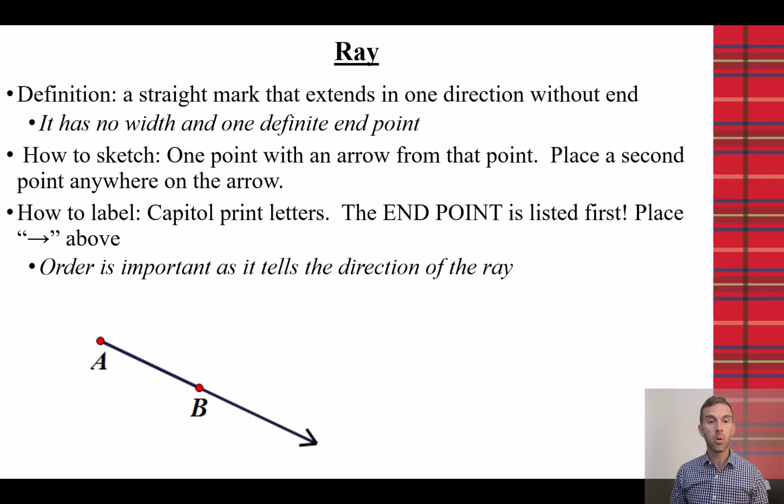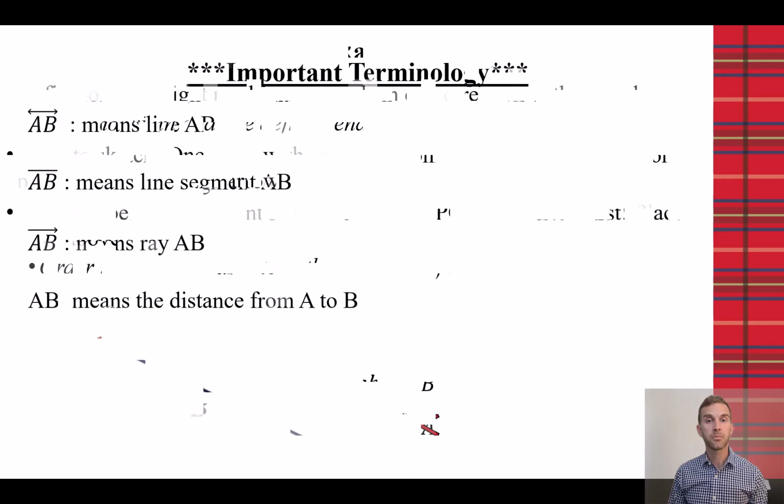And order is important because when we look at this ray, this is ray AB because it starts at A and goes through B. We would not label this BA because that would mean it starts at B and goes through A forever, and that's not true. It goes starting at A through B and then continues to go onward.